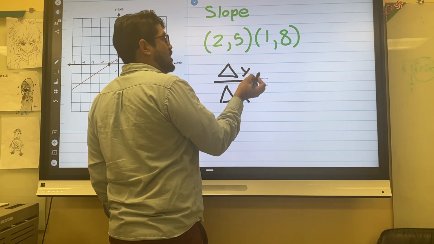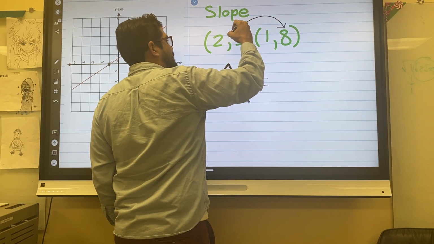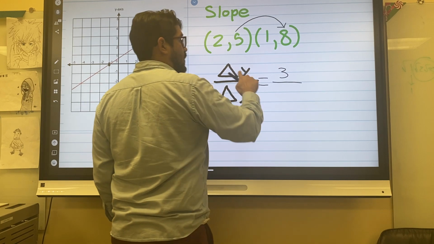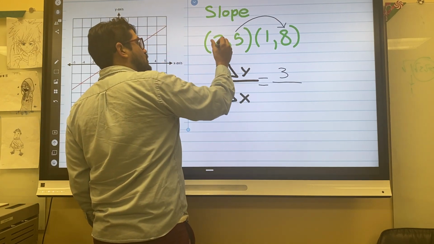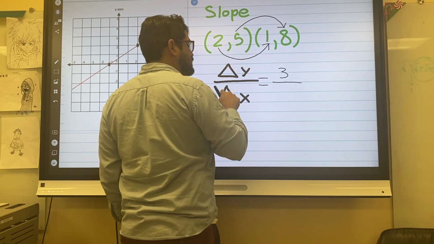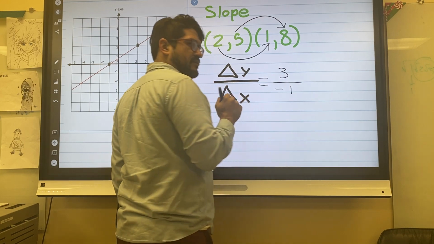Change in y. So how did it change? 5 goes to an 8. How did a 5 turn into an 8? It added 3, so positive 3. That's the change in y. What about 2? 2 to a 1. How did a 2 turn into a 1? What was the change in x? The 2 turned into 1 by going down 1.